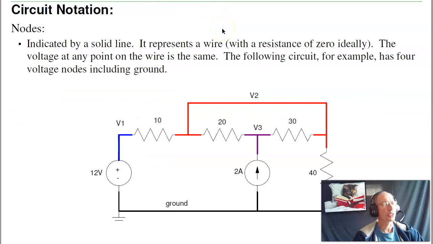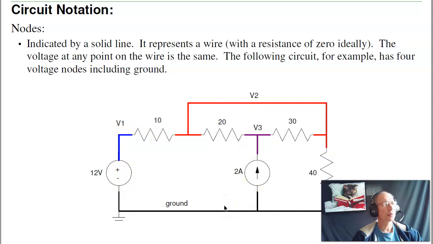Also for circuit notation, there's a thing called a voltage node. Wires have low resistance. If I take a piece of wire and connect 2 parts together, the voltage at this point on the wire is the same as the voltage at that point. A node is all parts of the circuit that are shorted together by a wire or low resistance. So for example, on this circuit, all the red wires are 1 node. The purple wires are one node, the blue wires are one node, and the black wire is a node.